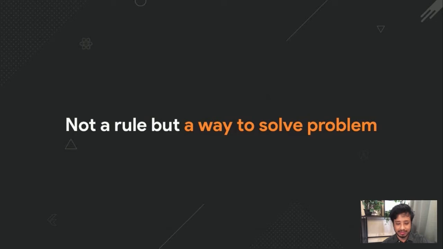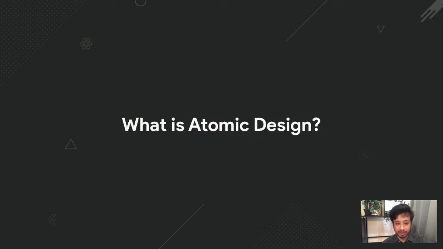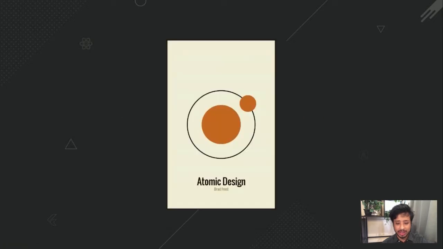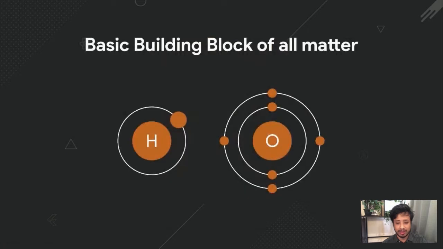Well, a design system itself is not a rule, but it's a way of solving problems. And atomic design is a way of creating or building a design system. So what actually does atomic design mean? Atomic design was initially created by Brad Frost. He got inspired by the real world, where atoms come together to create another component or other building blocks. And atom is the basic layer of it.